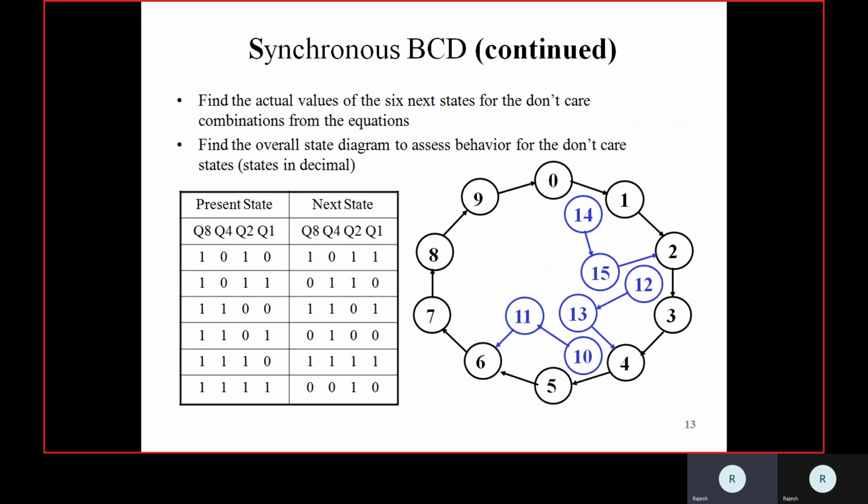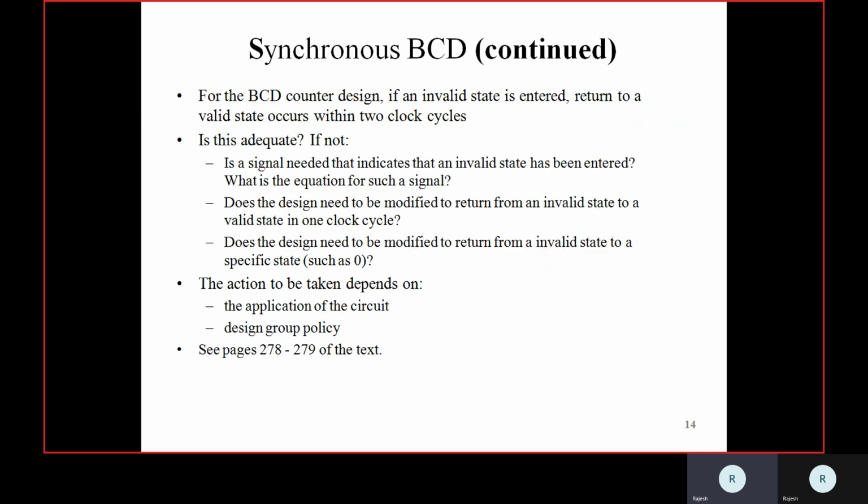So here, if we are not considering don't cares, what happens is for a 4-bit, the next states are written as 1010, next state is 1011, and 1011 next state is 0110. So like that, all the next states are written and they are represented in a state diagram. For the BCD counter design, if an invalid state is entered, return to the valid state with 2 clock pulses.